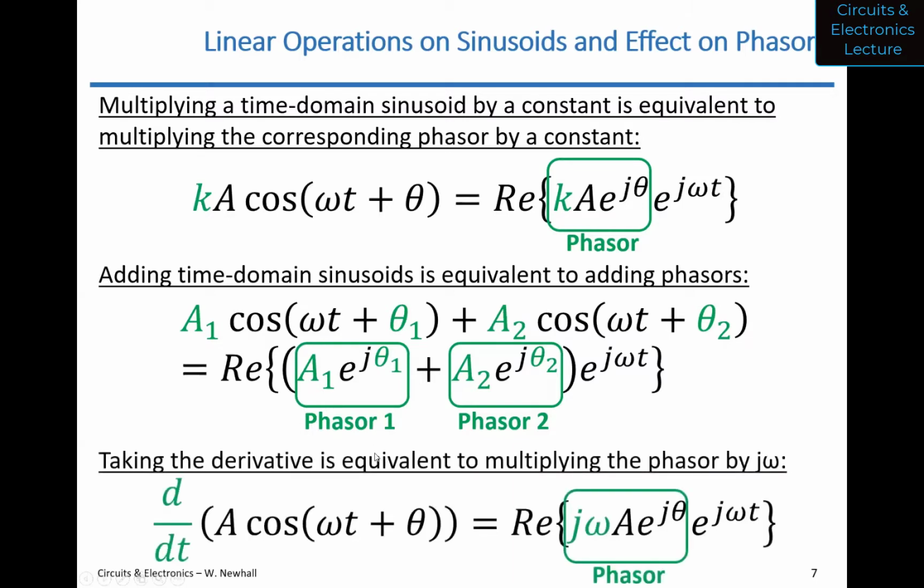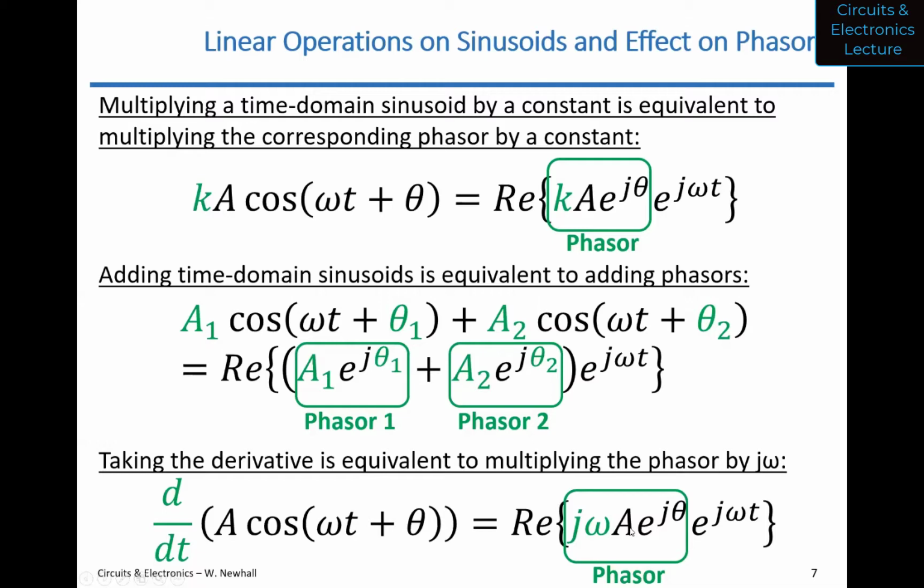If you take the derivative, like again, L di/dt or C dv/dt, we'll get to that. If you take the derivative of a sinusoid, it's like multiplying the phasor by j omega. And the reason is when you take the derivative of e to the j omega t, a j omega comes out. Okay, so taking the derivative in the time domain of a sinusoid is like multiplying by j omega in phasor form.